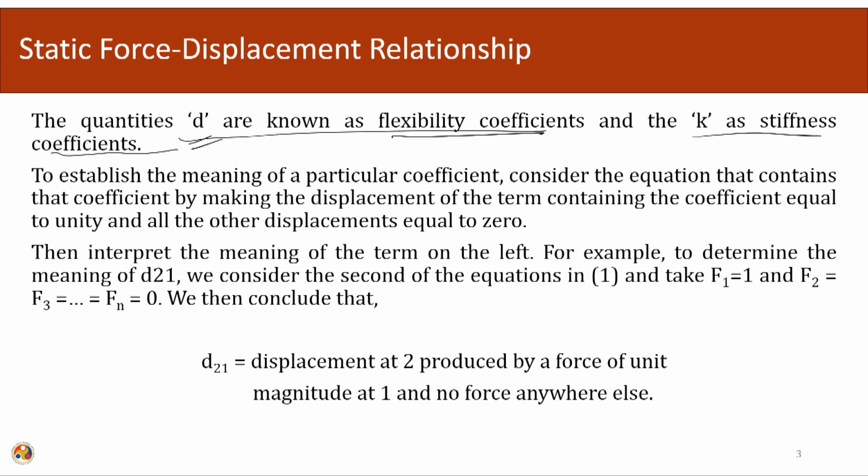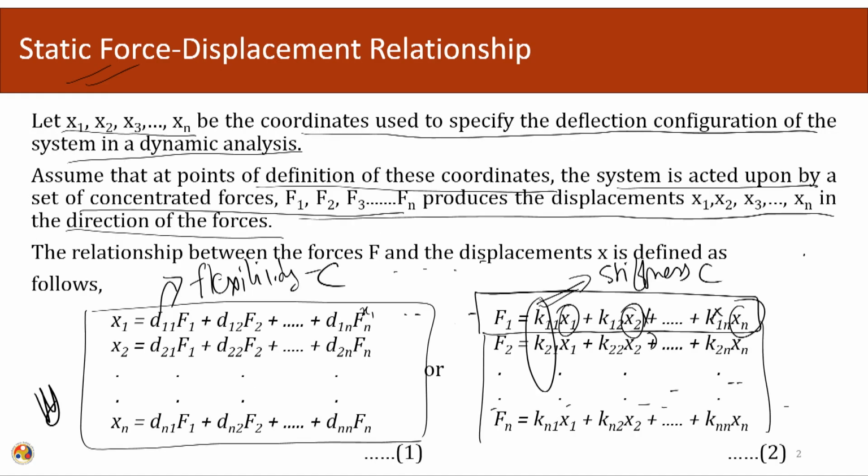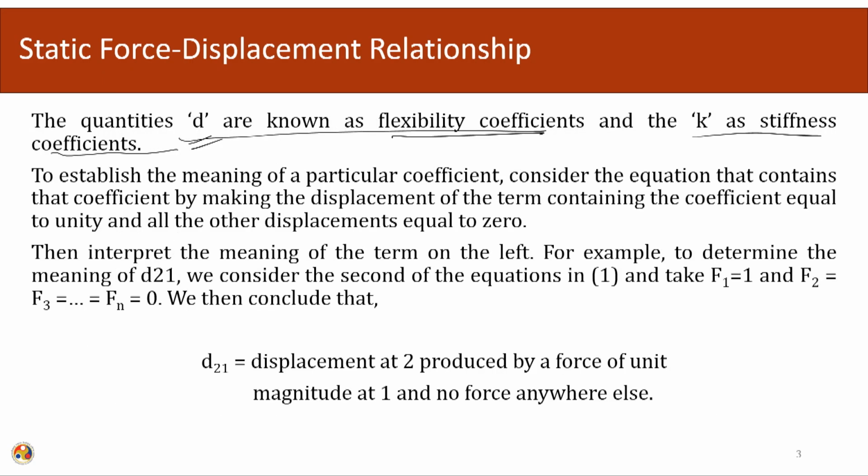So, now we will try to establish the meaning of this particular coefficient. We see that each of the coefficients, be it a stiffness coefficient or a deflection coefficient, is always represented by a 2-letter subscript. So, we will try to see what is the meaning of this subscript. To establish the meaning of a particular coefficient, consider the equation that contains that coefficient by making the displacement of the term containing the coefficient equal to unity and all other displacements equal to 0. Then we will interpret the meaning of the term on the left.